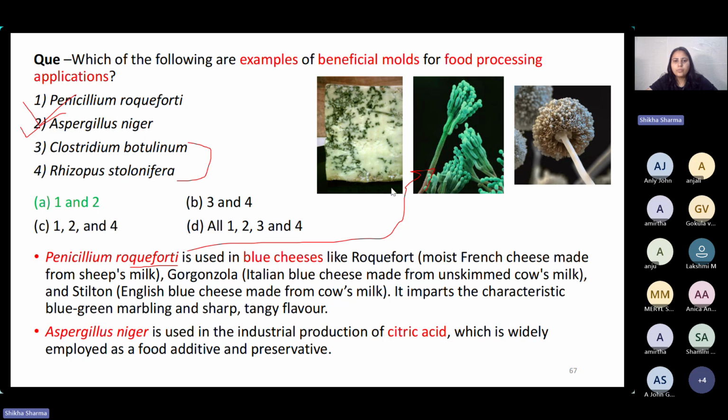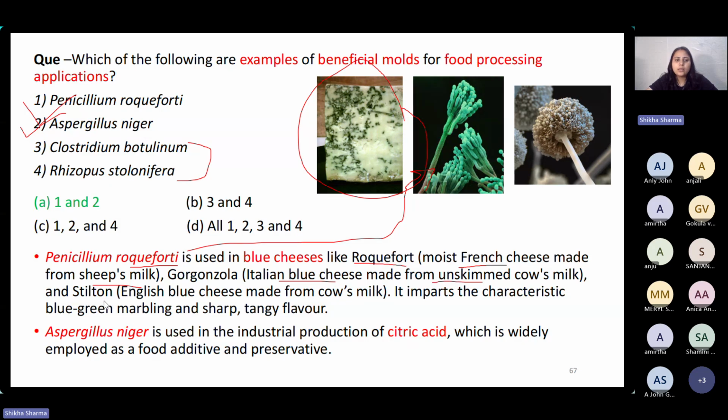So it is used in the blue cheese, which is this blue cheese. So it is used in the blue cheese formation, like the Roquefort. Roquefort is a moist French cheese made from sheep's milk, or it can be used for the formation of Gorgonzola, which is the Italian blue cheese, made from unskimmed cow's milk.